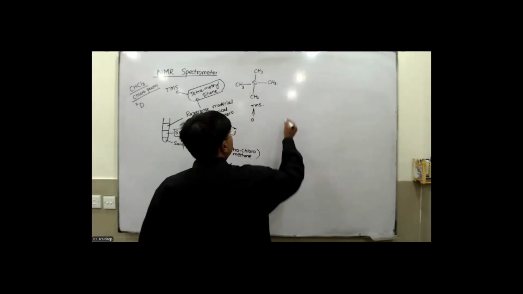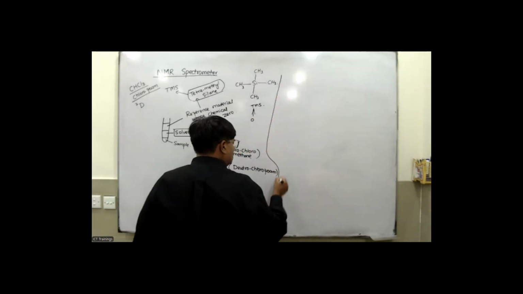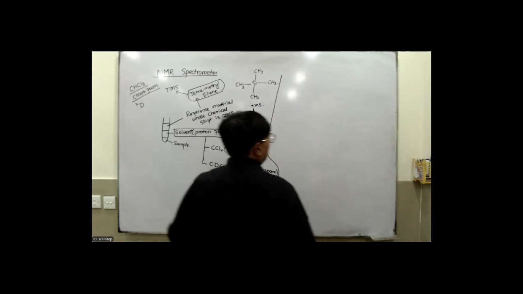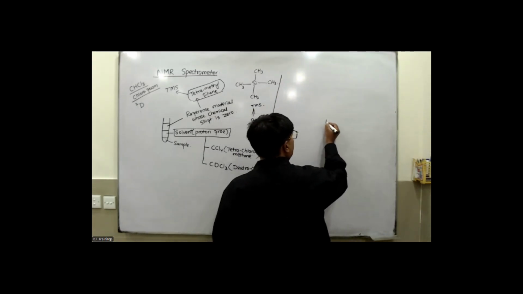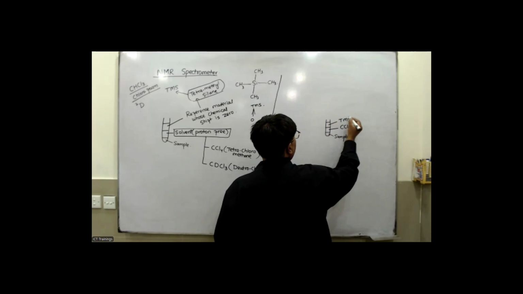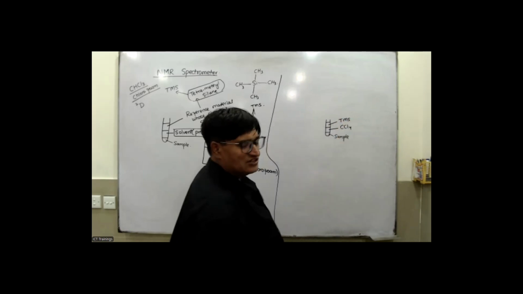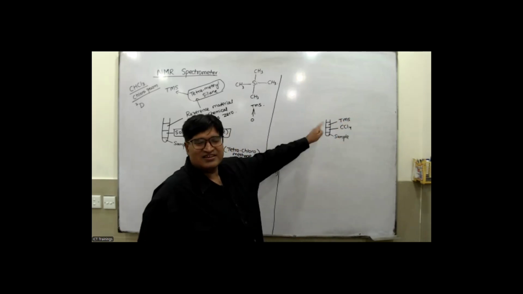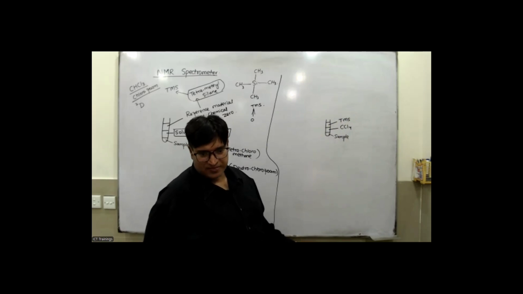Okay, now my dear students, what we are going to do, have a look up here. Again, I'm going to take this small test tube in which the three things are present. The first thing present, that is the sample. The second thing present, that is the proton-free solvent, that is CCl4. And the third thing present, that is TMS, tetramethylsilane, whose chemical shift is zero. So these three things are mixed in each other.